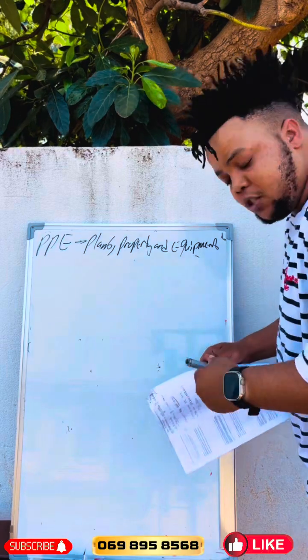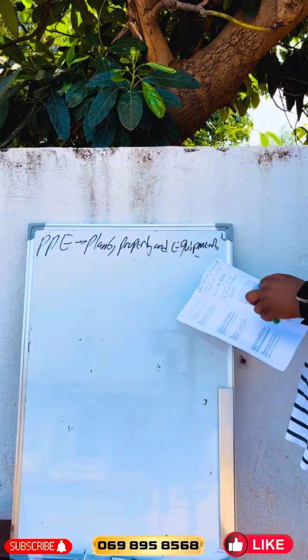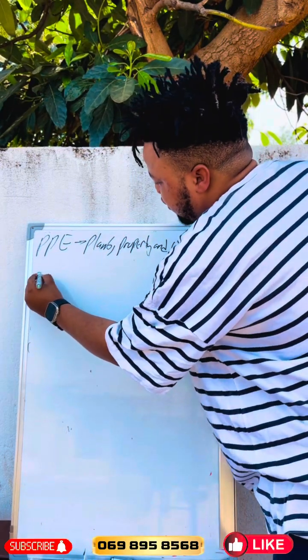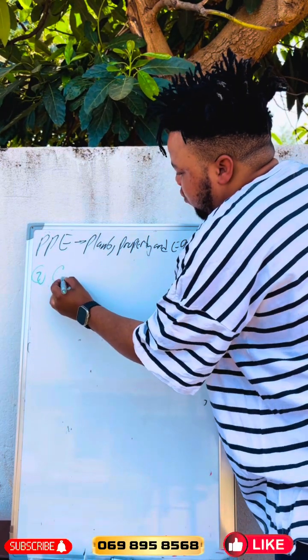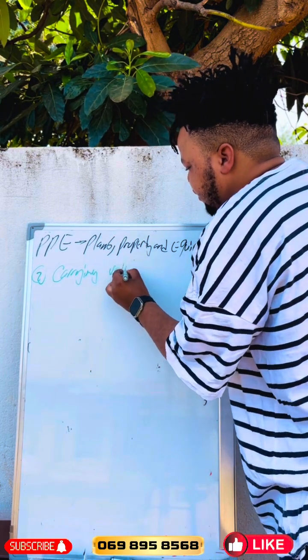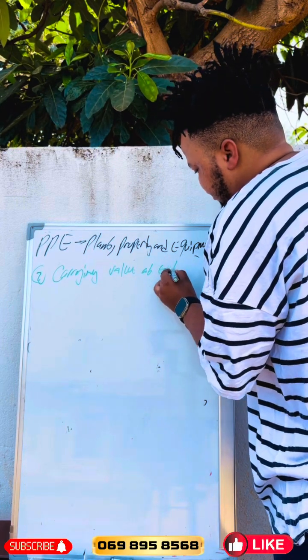Aspect number 1, let me change the marker. Now we're coming to number 2. Aspect number 2, we want to learn how to find the carrying value at end.